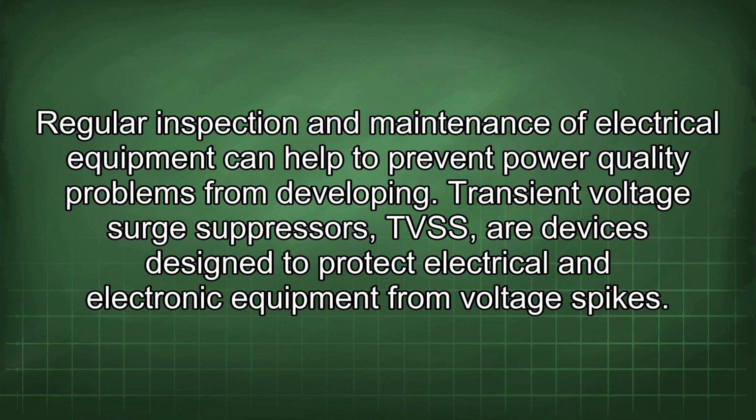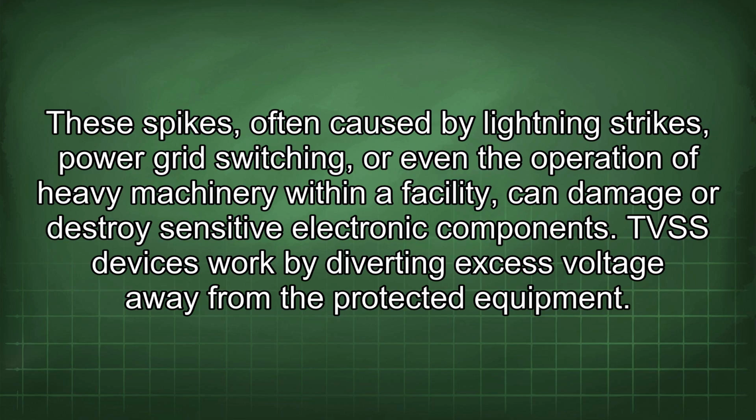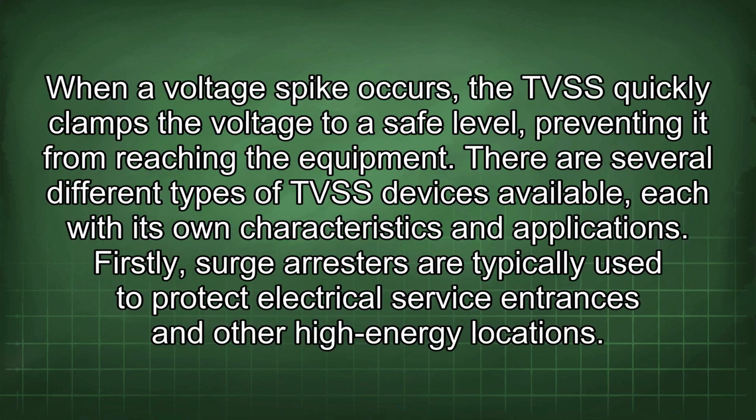Transient voltage surge suppressors (TVSS) are devices designed to protect electrical and electronic equipment from voltage spikes. These spikes, often caused by lightning strikes, power grid switching, or even the operation of heavy machinery within a facility, can damage or destroy sensitive electronic components. TVSS devices work by diverting excess voltage away from the protected equipment. When a voltage spike occurs, the TVSS quickly clamps the voltage to a safe level, preventing it from reaching the equipment. There are several different types of TVSS devices available, each with its own characteristics and applications.